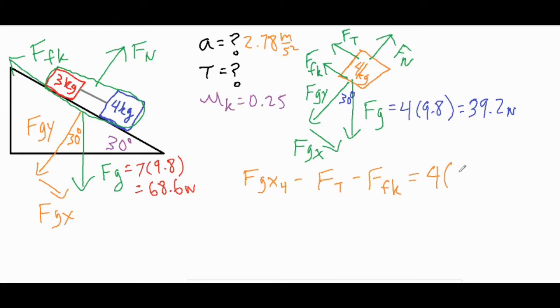So all this equals MA, but we're just looking at the 4 kilogram one. So that's 4. And then we actually already have the A. It's 2.78 meters per second squared. That's the one that we got earlier for the entire system, which is a big help to solving this part of it. Now we can go ahead and plug in all of our values and then see what we get for FT.